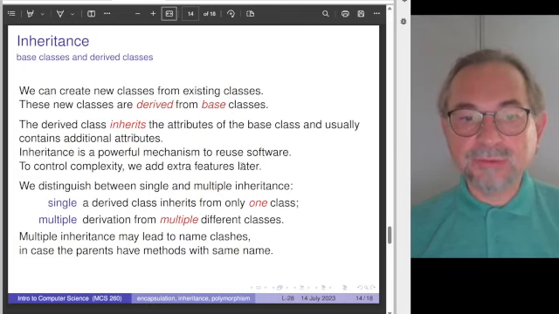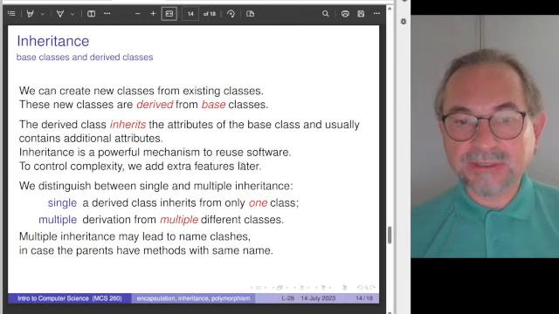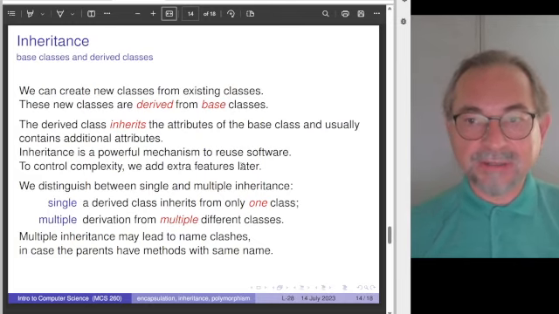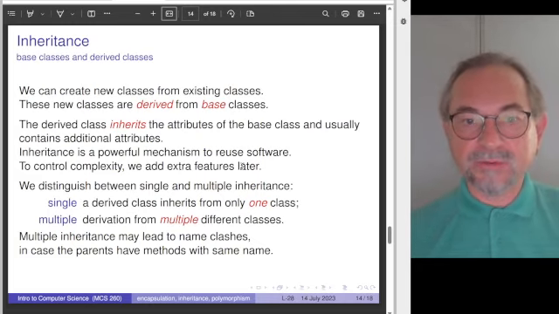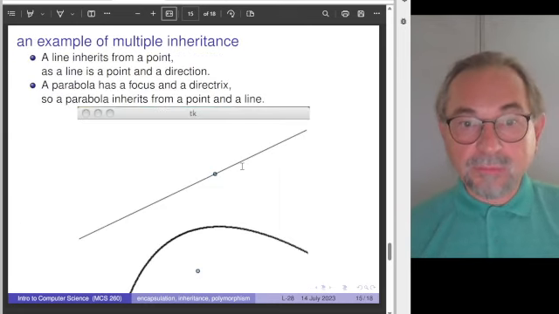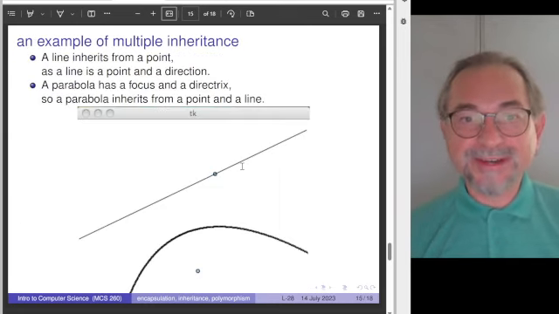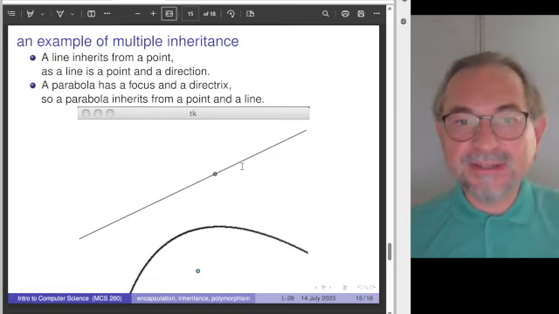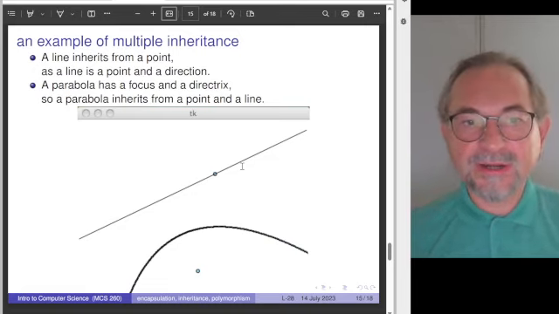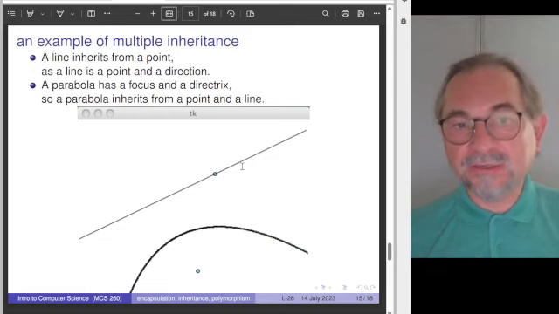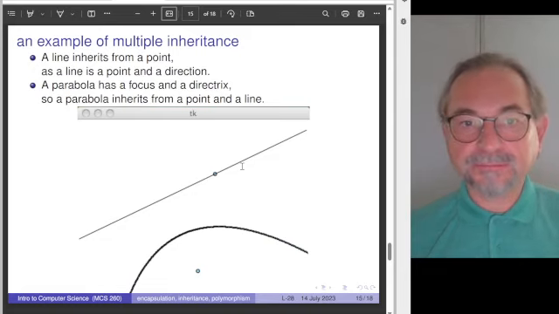That may lead to name clashes. So if parents have attributes with the same name, then one needs to be careful about this multiple inheritance. Here is an example of multiple inheritance. So a line inherits from a point. A line is thus a point and a direction.